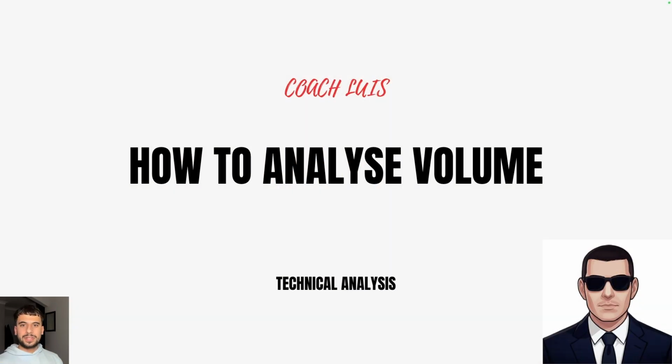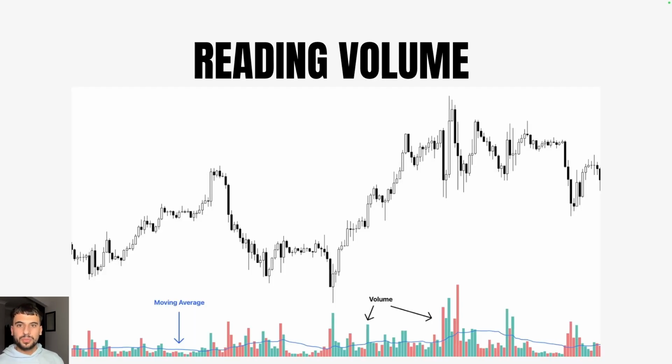How to analyze volume. Let's dive into it. So first of all, how to read volume. On the bottom, we have the volume indicator. It can be seen with the green and red histograms. Essentially, if a candle closes green, you will also have green volume. And if a candle closes red, you'll also have red volume.